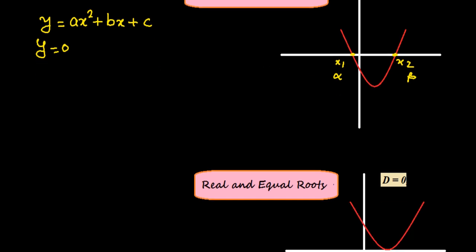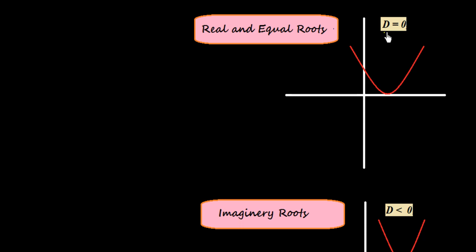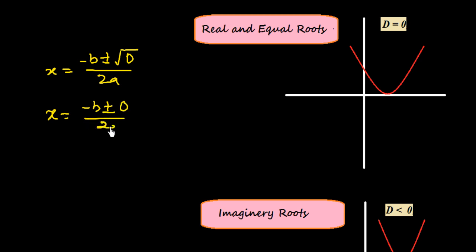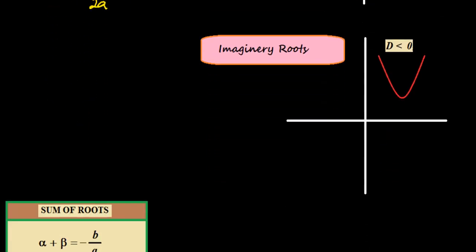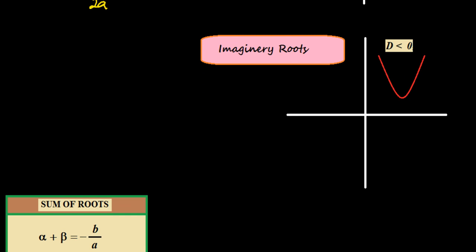Now I would like to explain real and equal roots, if D is equal to 0. We know that x is equal to minus b plus minus square root D over 2a. This is our equation, where b square minus 4ac is put as capital D. So x is equal to minus b plus minus 0 over 2a. So what we get here is x is equal to minus b over 2a. There is only one root we are getting here. This is the repeated root. We could say real and equal roots.